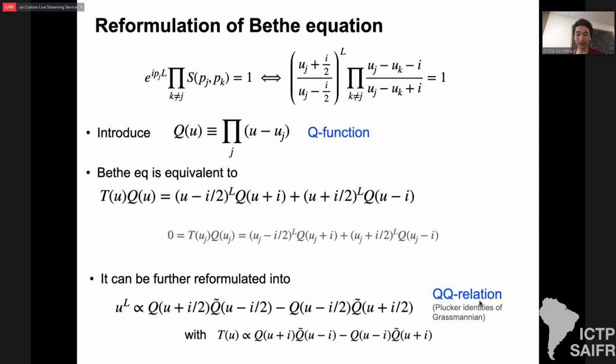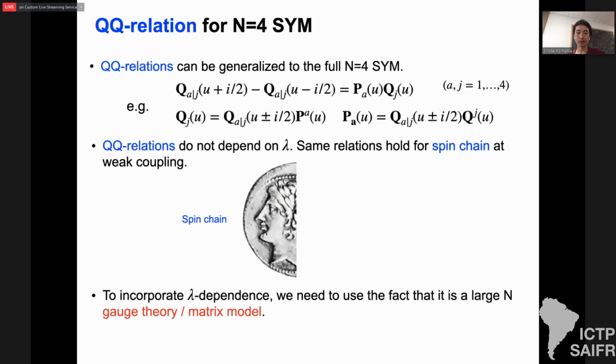And mathematically, you can think of it as a kind of generalization of the Plücker identity of the Grassmannian. What's nice about this QQ relation is that you can generalize it to the full N equals 4 super Yang-Mills, although the form is a bit more complicated. However, there was one problem about the QQ relation. The QQ relation does not depend on the coupling. In fact, the same relations hold both at finite coupling and also for the spin chain at weak coupling. So in that sense, this QQ relation is intrinsically a spin chain relation.